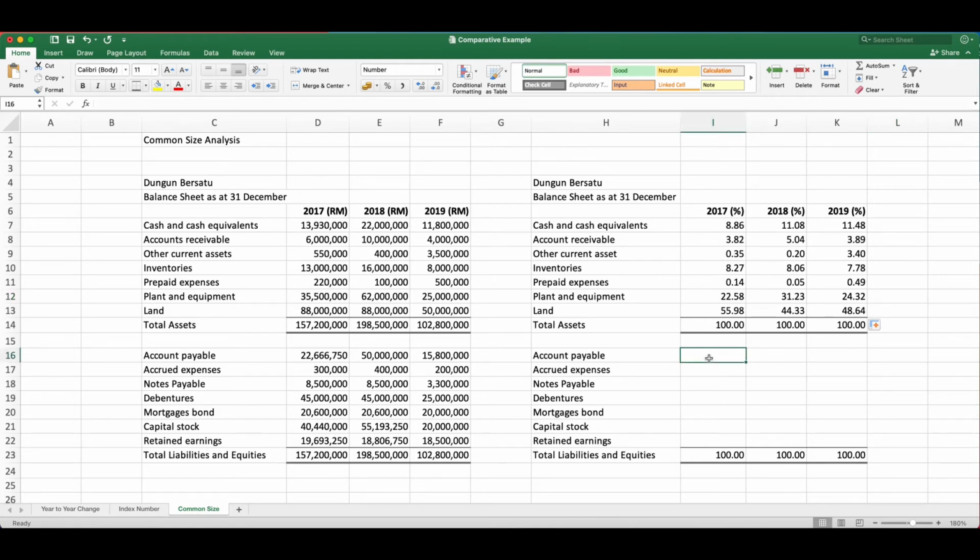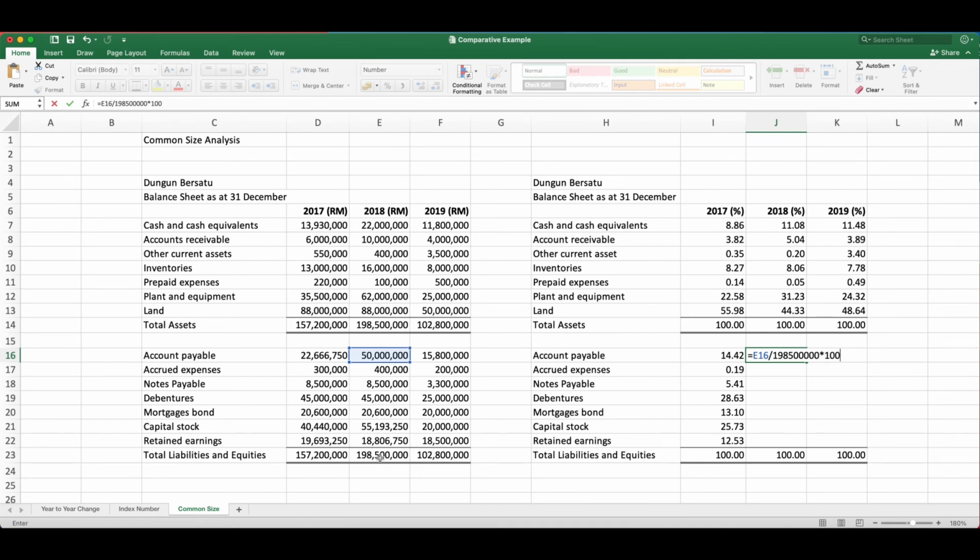And then for the accounts payable, for the liability side, the same, equals accounts payable for the year 2017, you divide by the total assets or the total liabilities and equities, 157,200,000, and then times 100%. So accounts payable is 14.42% out of 100% of the total liabilities. And then for the year 2018, this one is equal to 50 million, you divide by the total liabilities and equities for the year 2018, which is 198,500,000, times 100. It is 25.19%, an increase from 14% to 25%.